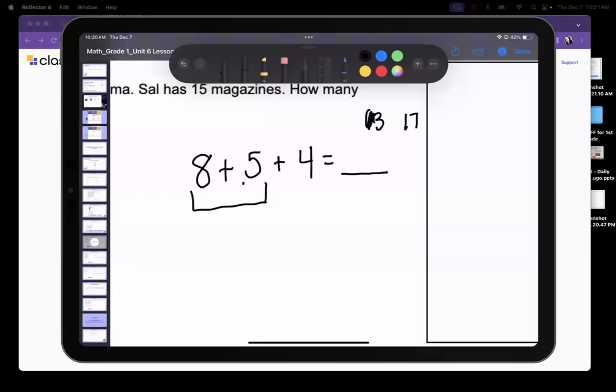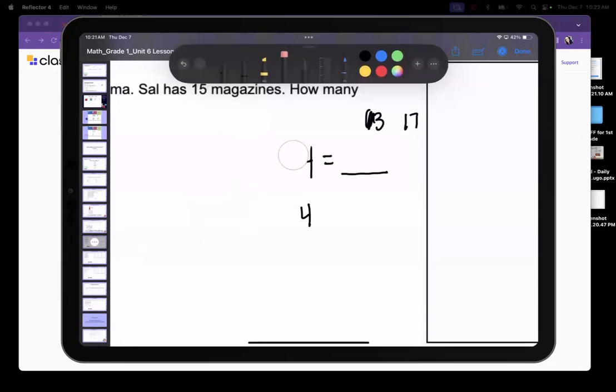I need to clarify. So Elena thinks 8 plus 5 is 13. I misunderstood, Elena. So 13 and then plus 4. Got you. Perfect, Elena. I love that. I misunderstood you, so I love that you clarified and showed me your work. Fabulous job. Okay, so if you take 8 plus 5, that equals 13.